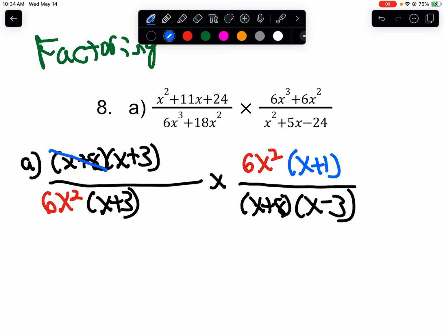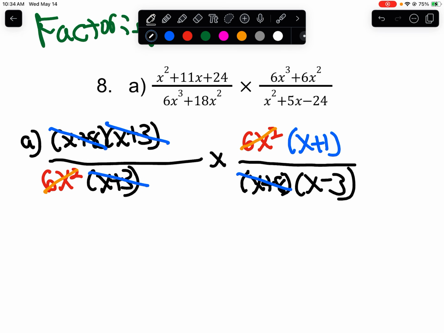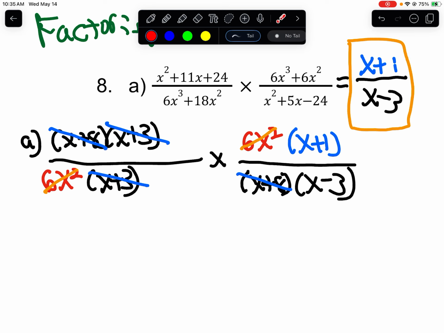Now we're going to start dividing what is common. Well, we got an x plus 8 and an x plus 8. We got these two x plus 3s. And we have 6x squared and 6x squared. What's left is the product in reduced form. So you have just the x plus 1 on top. What the heck am I thinking? And then on bottom, you'll have the x minus 3. And that is your answer right there. Again, this term was left and that term was left.